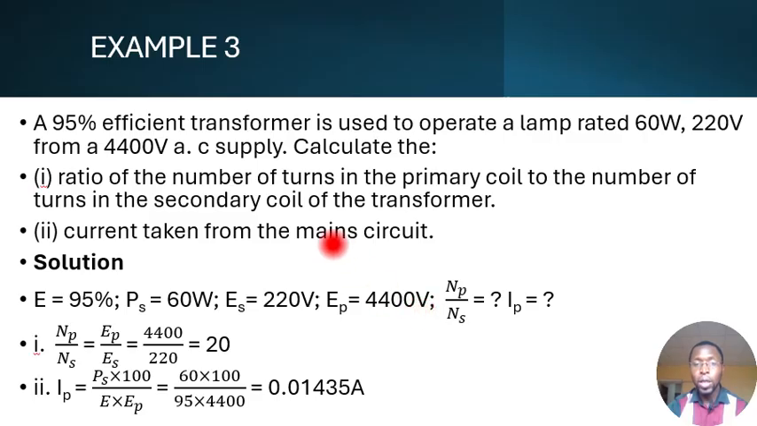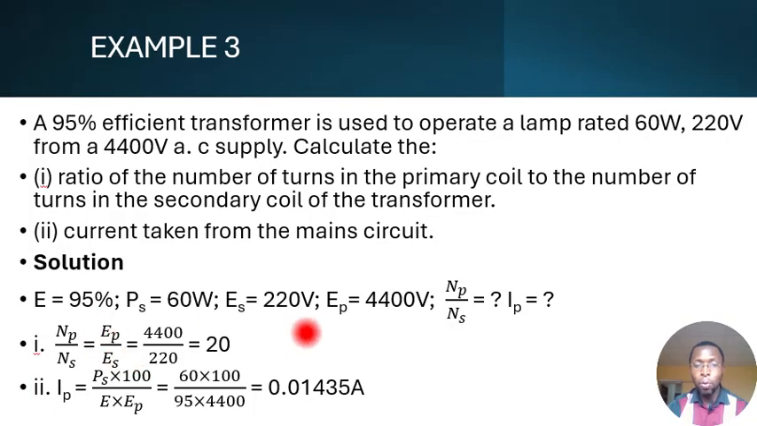Now we are to determine the ratio of the number of turns in the primary coil to that of the secondary coil. That means NP to NS. It's unknown. Secondly, we have to determine the current from the main circuit. The main circuit current is the primary current, and it's also unknown. So for the first one, using the formula, the ratio of the number of turns in the primary circuit to the number of turns in the secondary circuit equals the ratio of the voltage of the primary circuit to that of the secondary circuit.